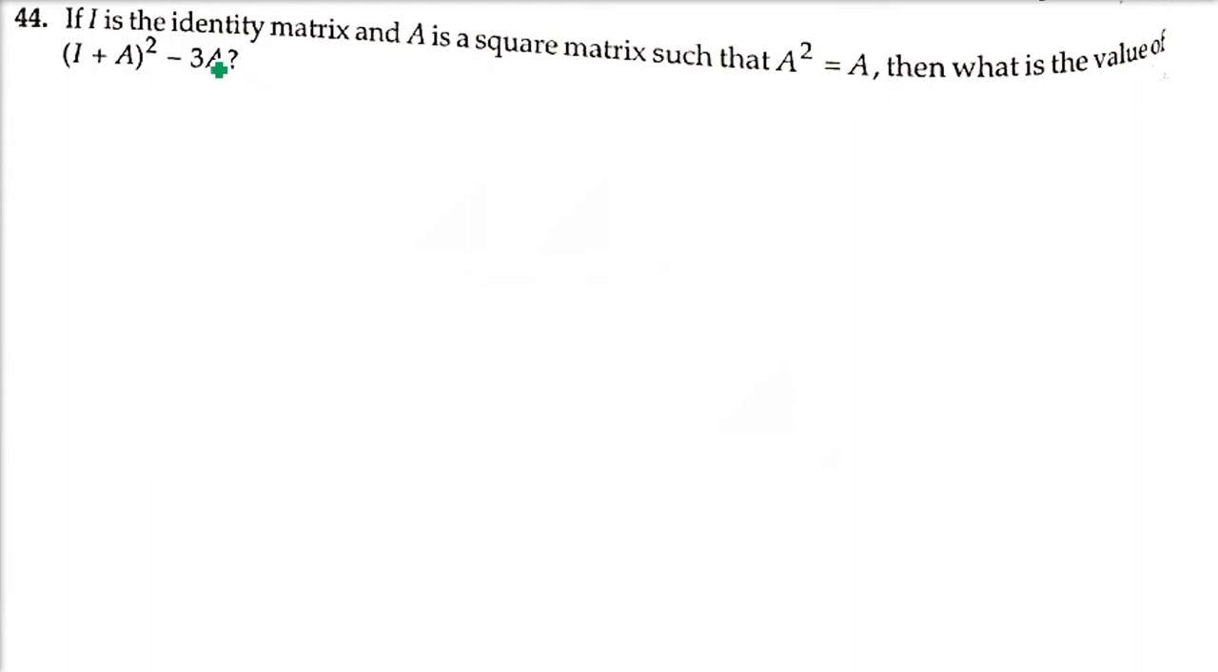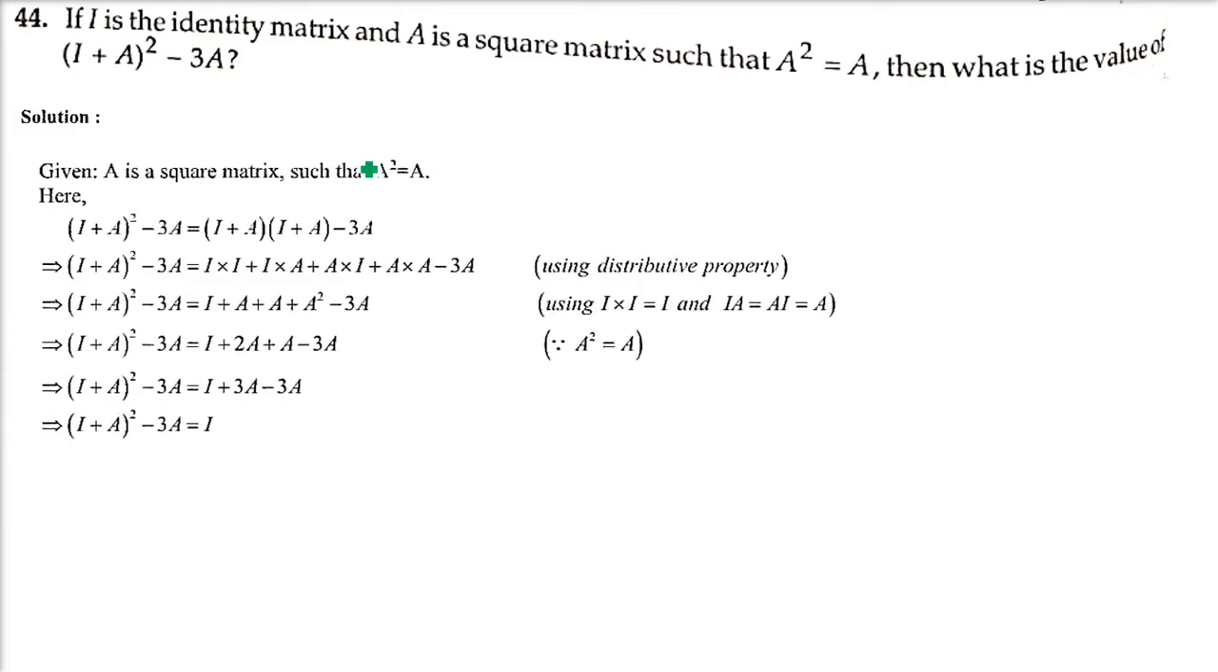If I is the identity matrix and A is a square matrix such that A squared equals A, then what is the value of this expression? Okay, so we will expand this expression. We'll use certain properties and then we'll try to find out the value. So I'll do it one step at a time.